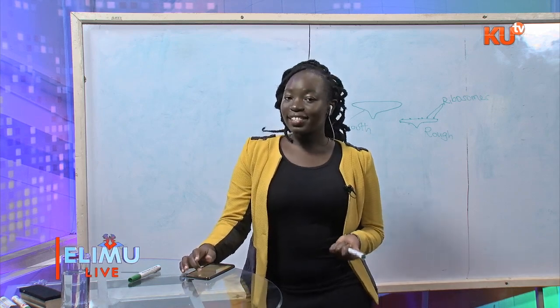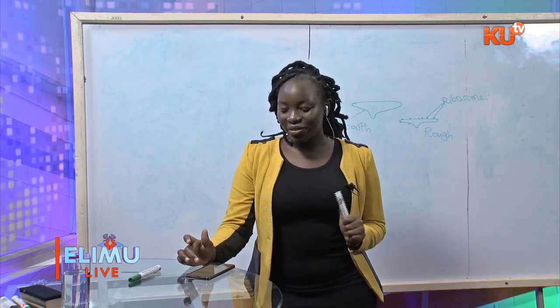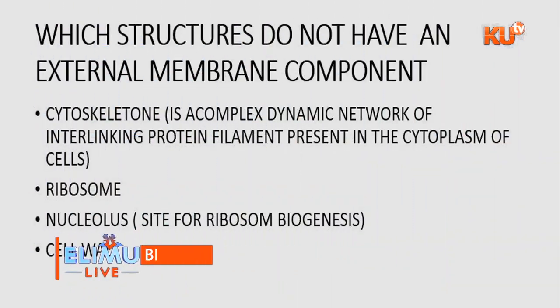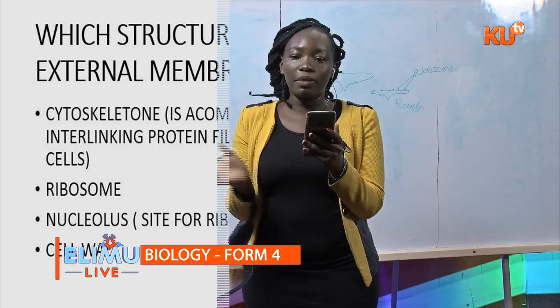And the second question in the next slide is, which structures do not have an external membrane component? There is more than one structure. The first structure is the cytoskeleton, and the cytoskeleton is a complex dynamic network of interlinking protein filaments present in the cytoplasm of a cell. We will give you the structure of the cytoskeleton in case you don't have it in mind. The second one is the ribosome. The ribosome does not have an external membrane. We also have the nucleolus and the cell wall.